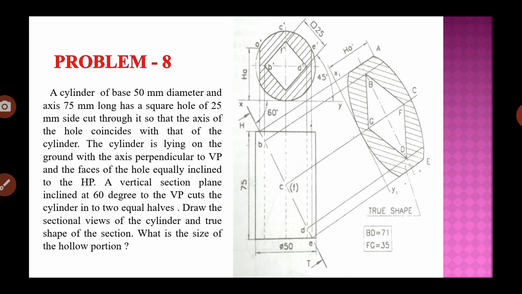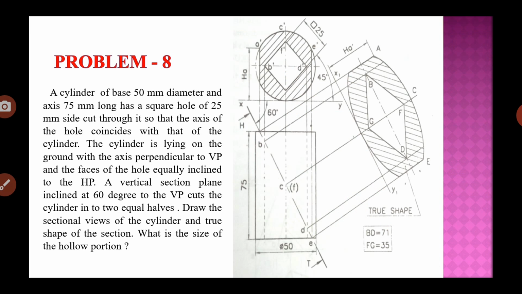A square means that all the sides are the same, so that is 25, 25, 25, and 25. That square hole is 25 mm side, and it's also said that it is cut by a plane. I'll come to that. Before that, we have to assume that there is a cylinder, and inside the cylinder there is a square hole cut through.